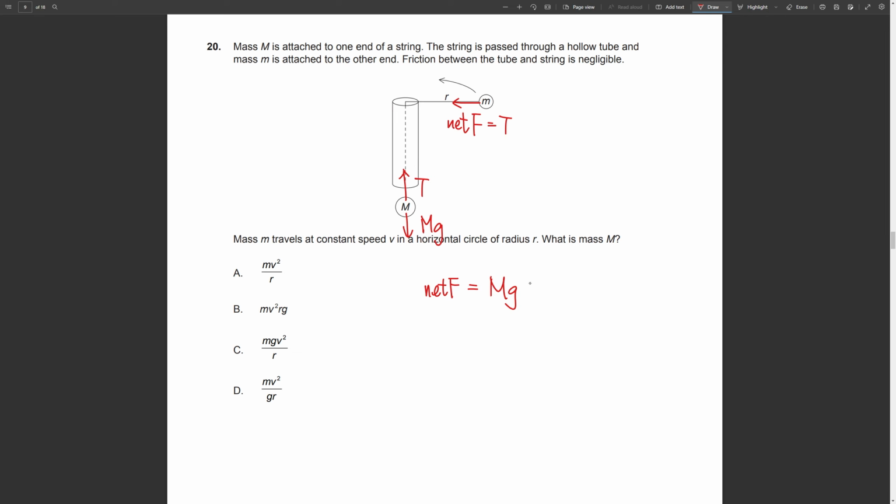The net force is the centripetal force. It is mv squared over r. Note that we have two different m here. The big Mg represents the weight of the big mass, and the small m v squared over r is for the object that is moving in a circle. Next, we rearrange to make big M the subject, that is mv squared over g r. The answer is C.